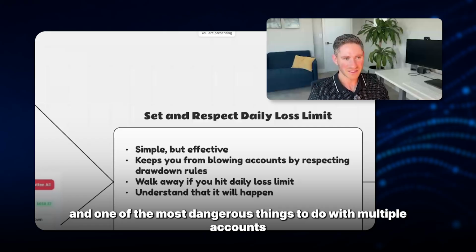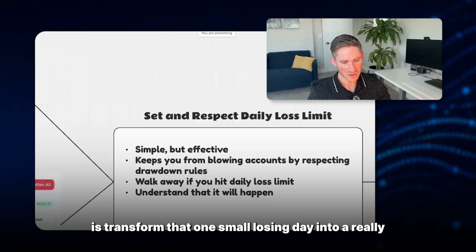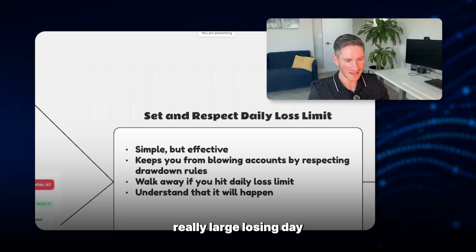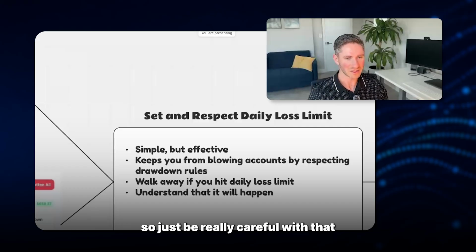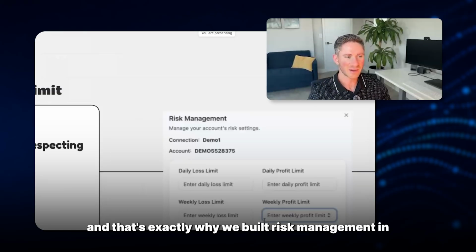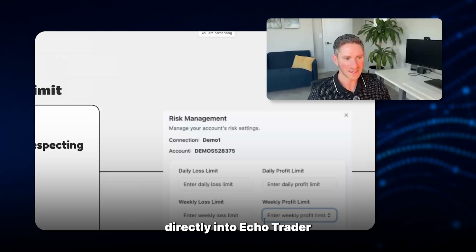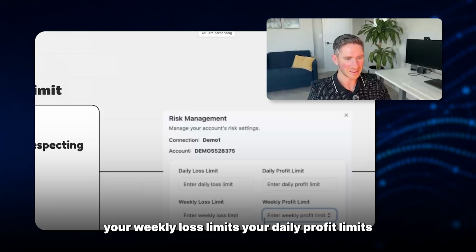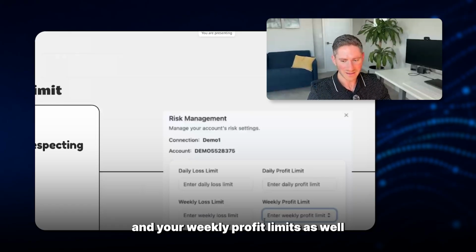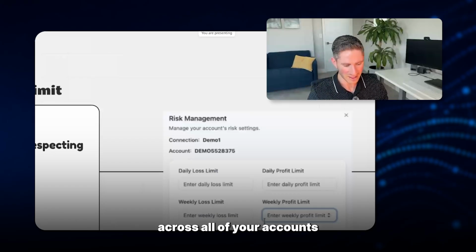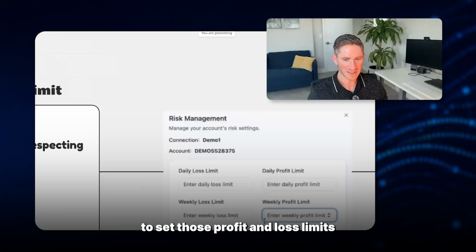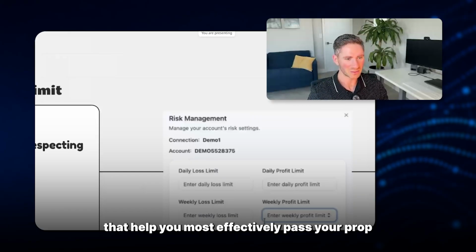And one of the most dangerous things to do with multiple accounts is transform that one small losing day into a really, really large losing day that could then propagate across all of your accounts because you are copy trading. So just be really careful with that. And that's exactly why we built risk management directly into Echo Trader, where you can set your daily loss limits, your weekly loss limits, your daily profit limits, and your weekly profit limits as well. This allows you, again, from the single location within Echo Trader across all of your accounts to set those profit and loss limits that help you most effectively pass your prop firm challenge.